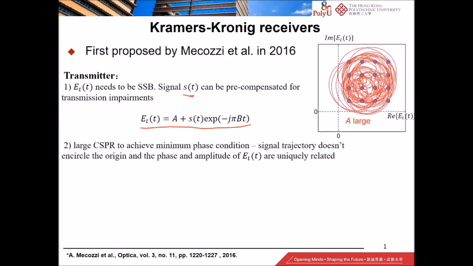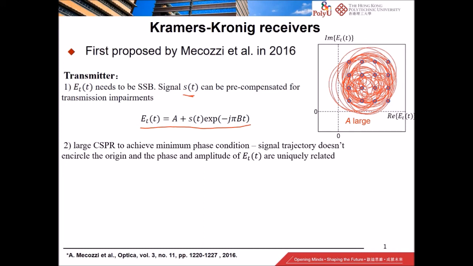And so what happens is that if you have enough CSPR, the carrier to signal power ratio, to achieve what we call the minimum phase condition. What that means is that the signal trajectory doesn't really encircle the origin, as shown on the graph at the right.